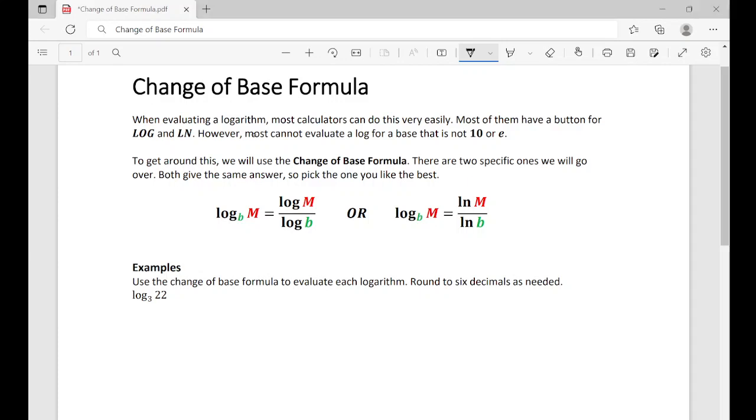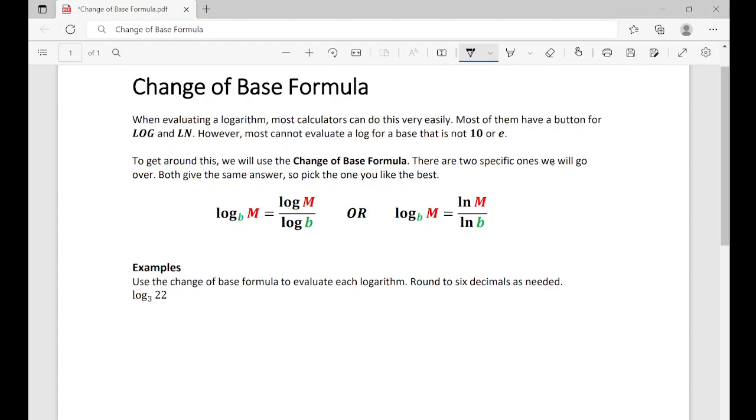When evaluating a logarithm, most calculators can do this very easily. Most of them have a button for log and ln. However, most cannot evaluate a log for a base that is not 10 or e. So how do we get around this? We do this by using the change of base formula.